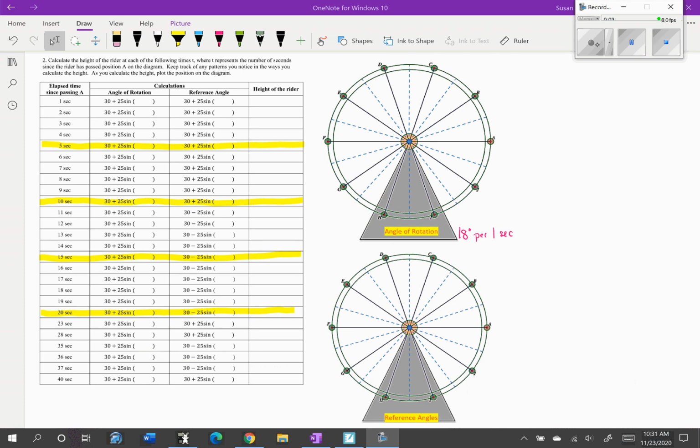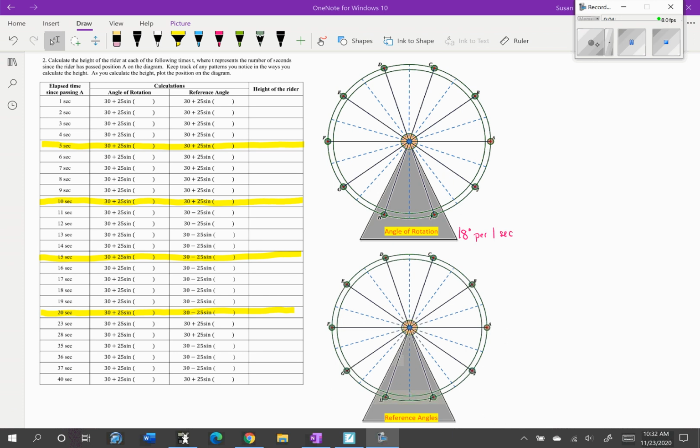For question 2, it says calculate the height of the rider at each of the following times t, where t represents the number of seconds since the rider has passed position A in the diagram. Keep track of any patterns you notice in ways you calculate the height. As you calculate the height, plot the position on the diagram. So we have two different diagrams. The other day we were finding the height of the rider using right triangles and reference angles. Now we're going to look at it in terms of the angle of rotation.